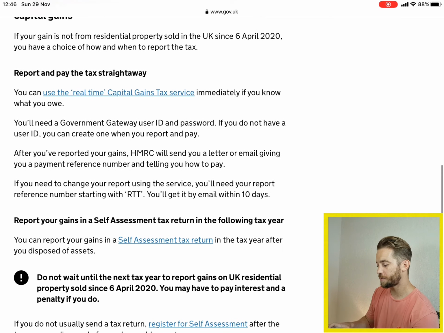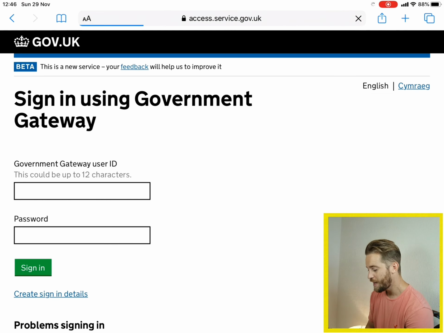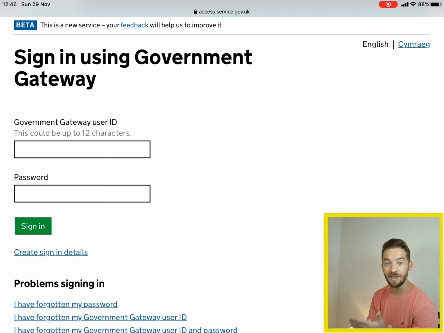So the first option you can see here, report and pay the tax straight away. You can use the real-time capital gains tax service immediately if you already know what you owe. You'll click on the link, you'll need a Government Gateway login. In fact, you will for both of these options. And then you log in, you need to show them a copy of your calculation.